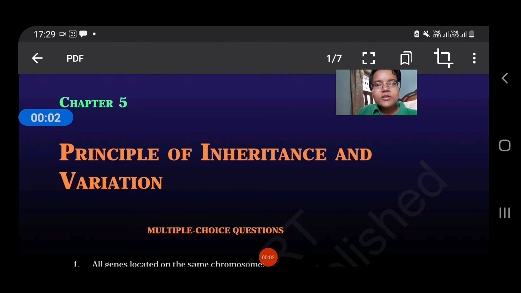Students, today we are going to do some MCQs from Principle of Inheritance and Variation, and it will be wholly NCERT based, from NCERT Exemplars. Okay, so let's get started.